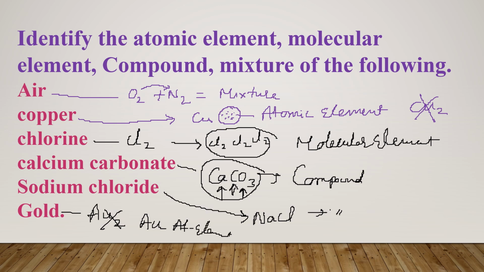Anyway, so like this, air is a mixture. Then copper is an atomic element, and chlorine is a molecular element. Then calcium carbonate is a compound, and sodium chloride is also a compound. Why? Two or more atoms are combined in a definite ratio, then we call them compounds. Next one is gold. Gold is an atomic element. So these are the answers for that question.